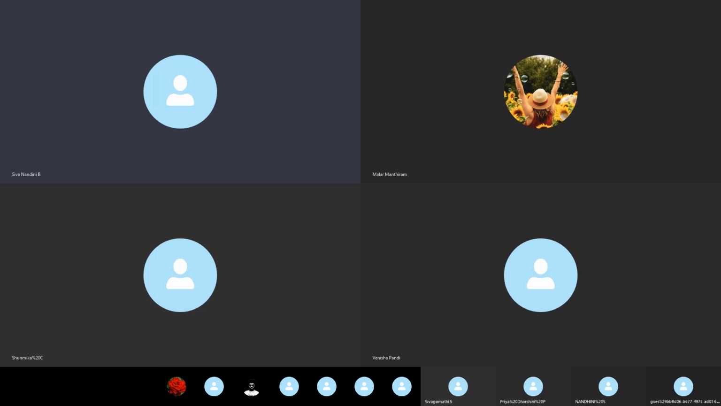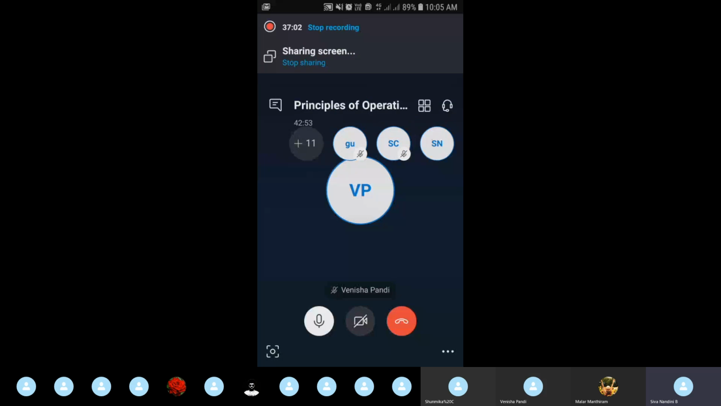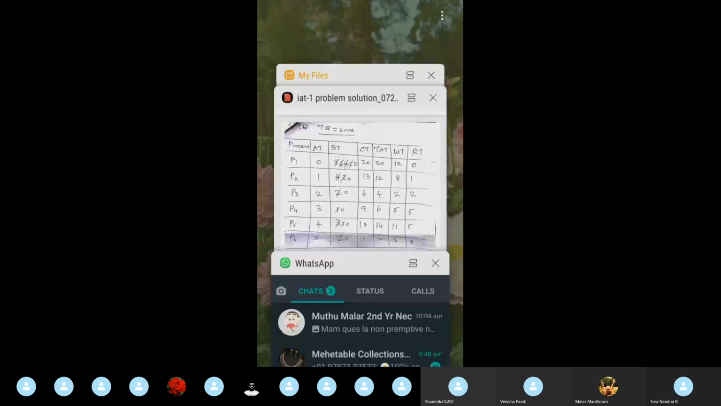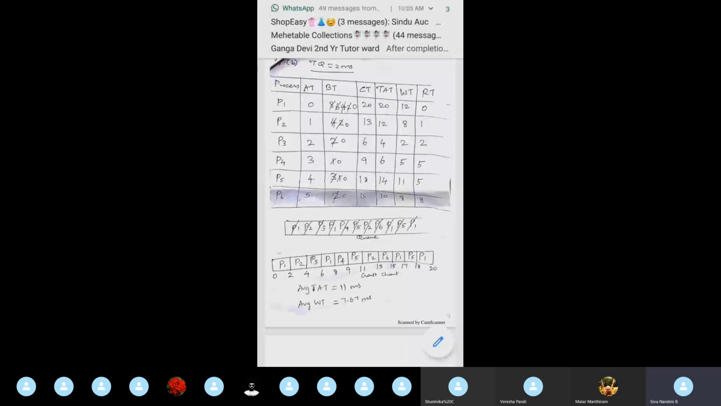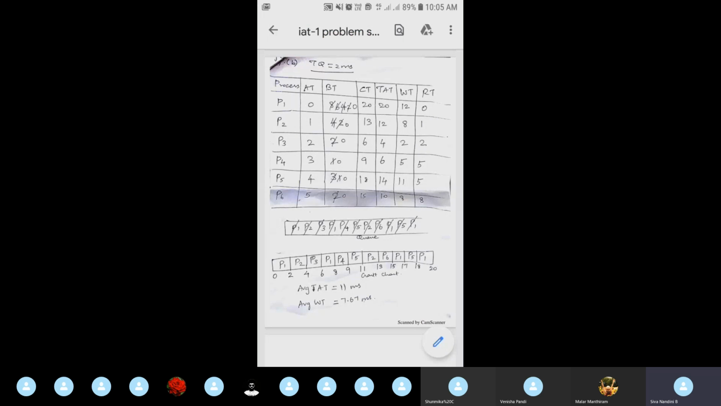Why we are saying it is a preemptive one is because here the process will be allowed to execute only up to the time quantum. After that, it will be switched to another process in the system. So here, by mistake, non-preemptive is given in the question.